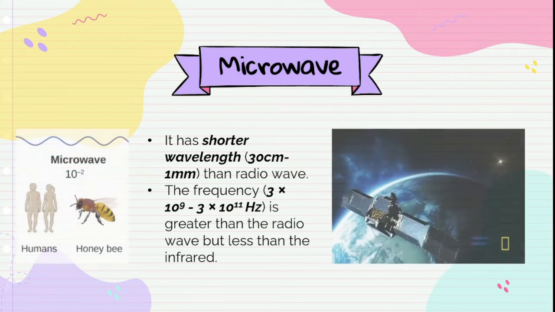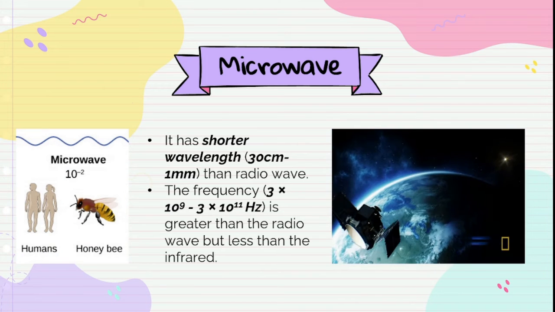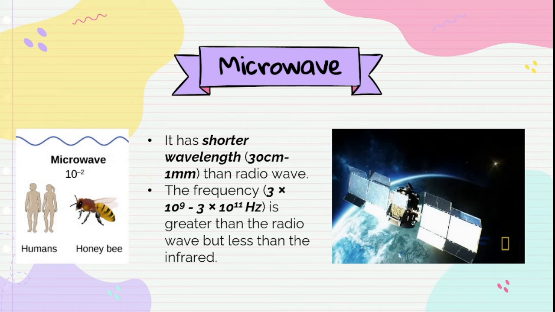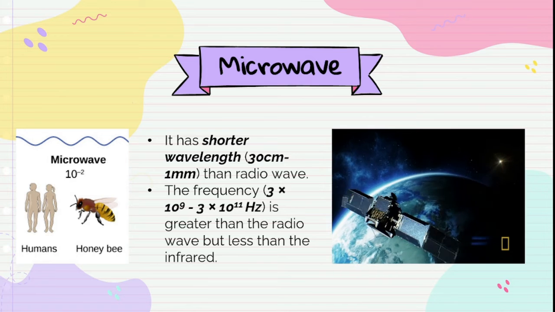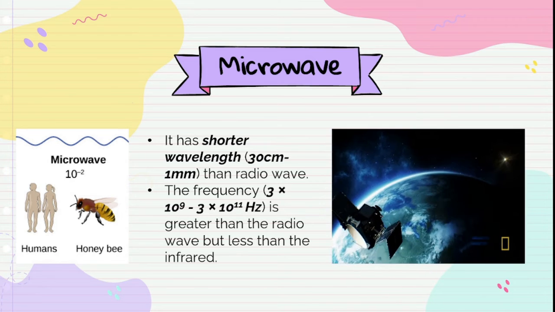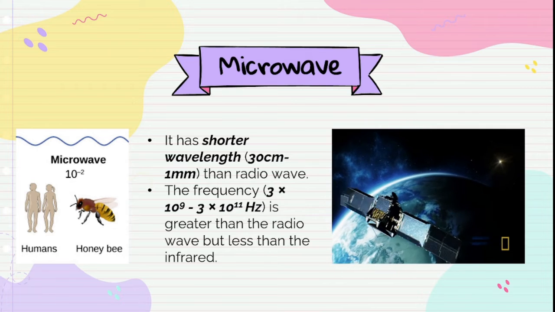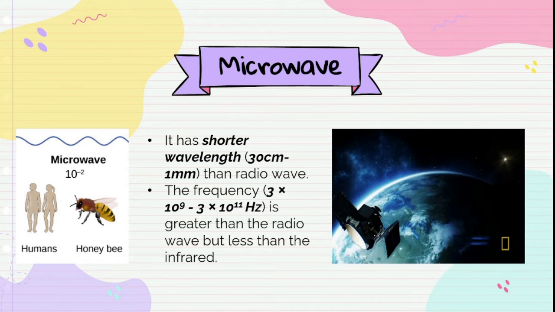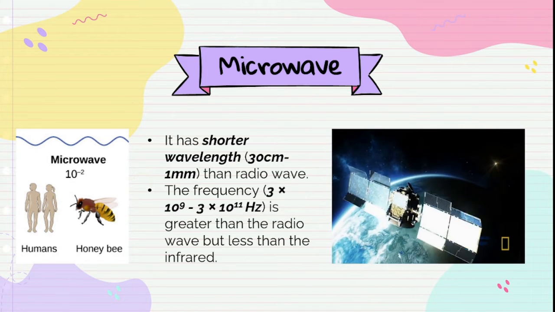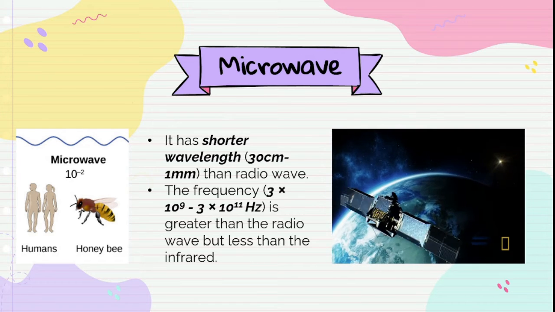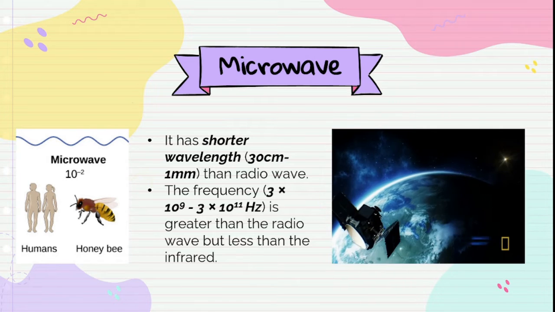Microwave has a shorter wavelength than the radio wave. It measures from 30 centimeters to 1 millimeter. The frequency is greater than the radio wave but less than the infrared, measuring 3 times 10 raised to the power of 9 up to 3 times 10 raised to the power of 11 hertz.